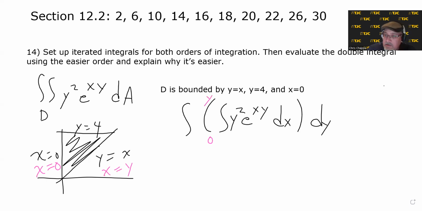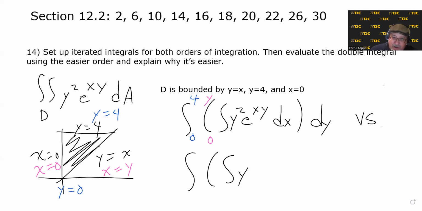And then, followed by dy, we would need to know the constants that y equals on the bottom and y equals on the top. On the bottom, y is equal to 0, and of course on the top, y is equal to 4. So there's the integration if we were to do the dx integral first. But we're being asked to compare this versus what would happen if we wanted to do the dy integral first.